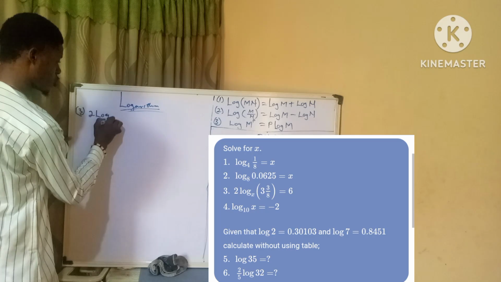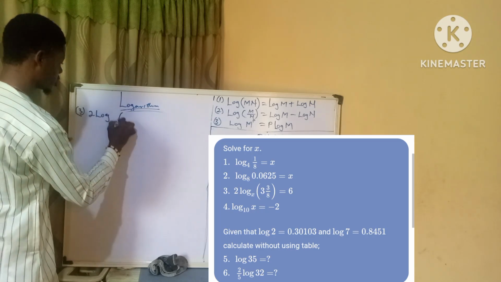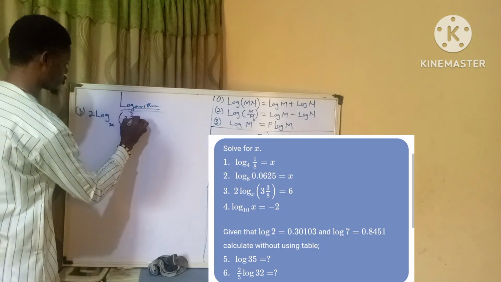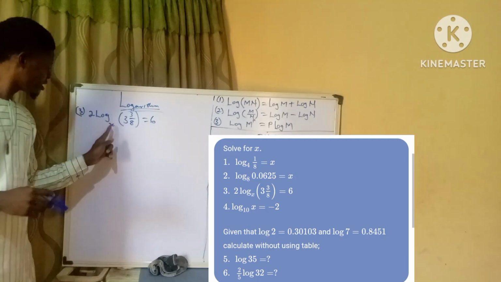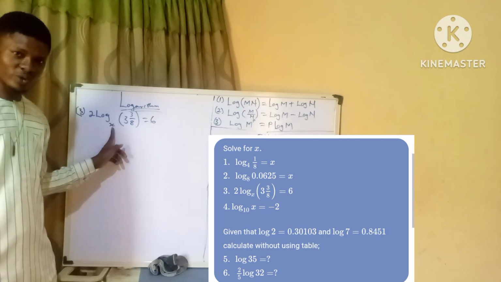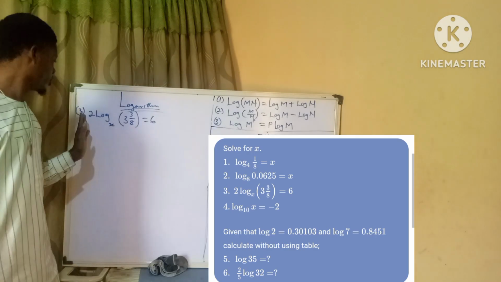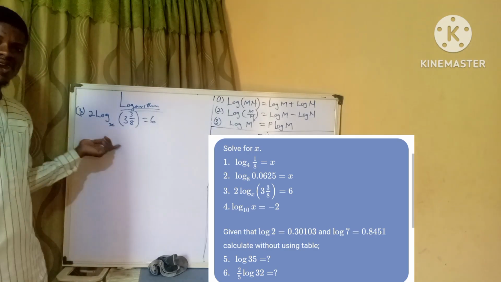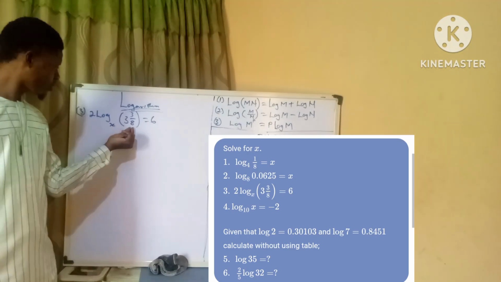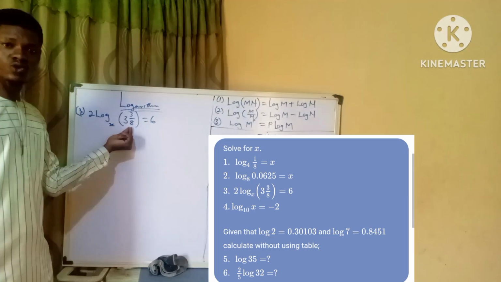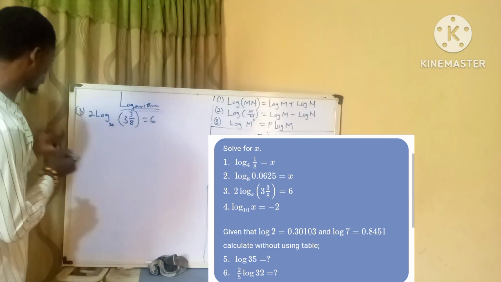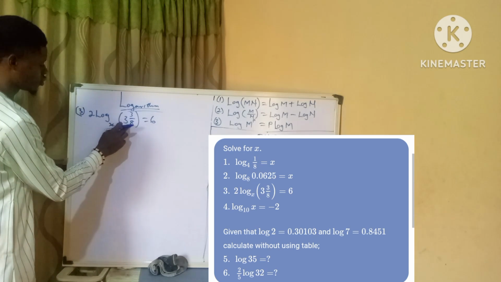2 log x of 3 whole number 3 over 8 equals 6. Now, it is this x we have to find. It is the base that we are looking for now. But before we start, let's resolve everything first. Here, you are having mixed fraction here. Let's resolve everything to proper fraction.